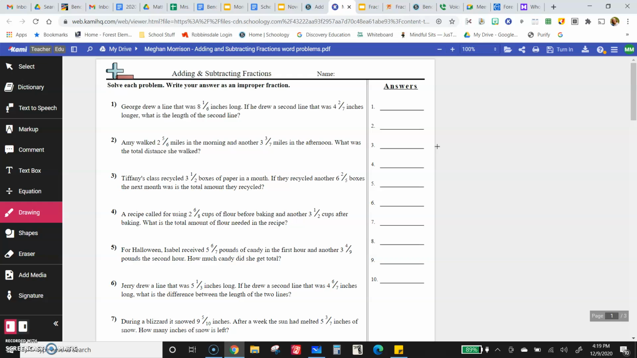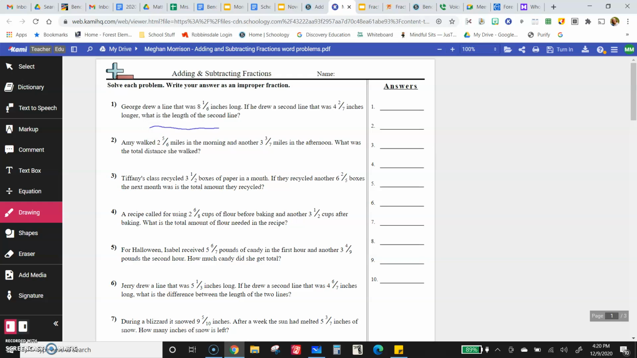So, read the problem. George drew a line that was 8 1/6 inches long. If you drew a second line that was 4 2/7 inches longer, what is the length of the second line? I would recommend drawing some sort of picture, picturing it in your mind. We have had a lot of practice with this with our numberless word problems.